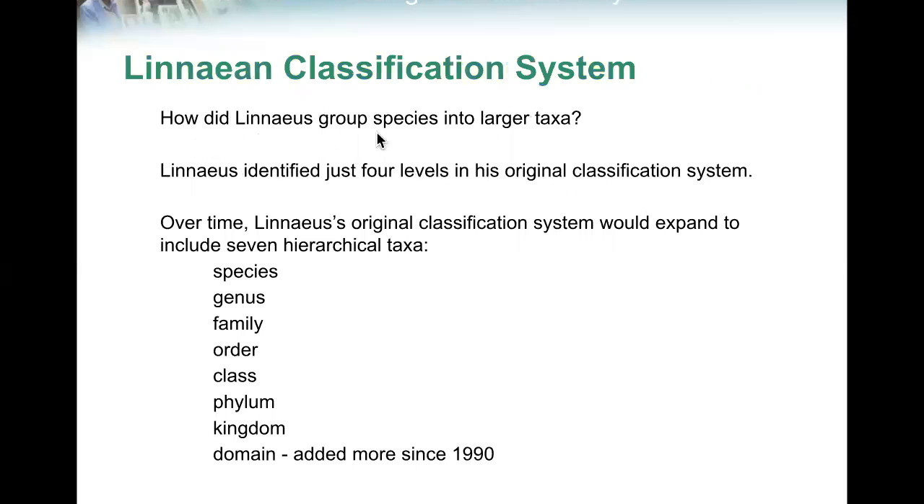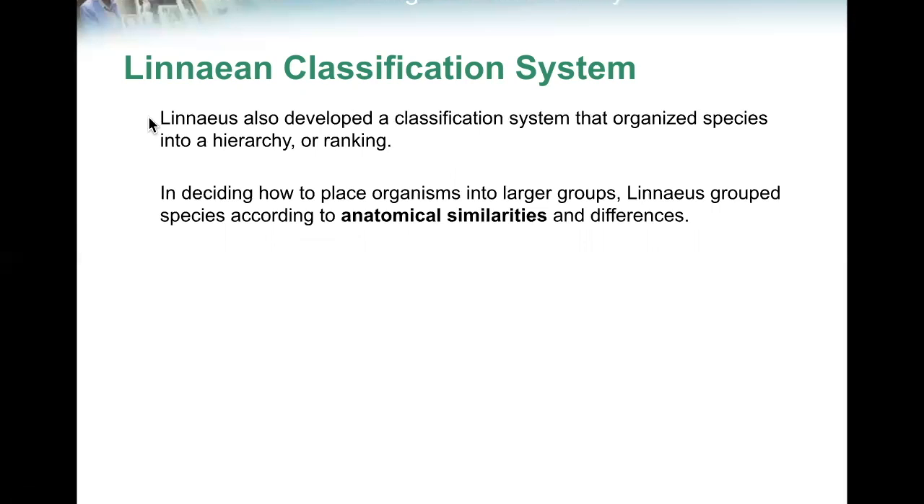How did Linnaeus group species into larger taxa? Linnaeus identified just four levels in his original classification system, but over time, it expanded to include seven hierarchical taxa: species, genus, family, order, class, phylum, and kingdom. And more recently, domain has been added, since 1990, above kingdom. Linnaeus also developed a classification system that organized species into a hierarchy or ranking. In deciding how to place organisms into larger groups, Linnaeus grouped species according to their anatomical similarities and differences.